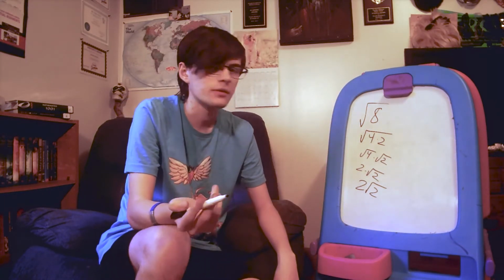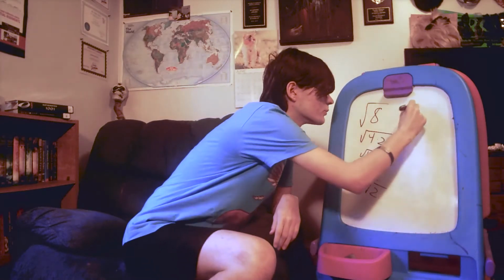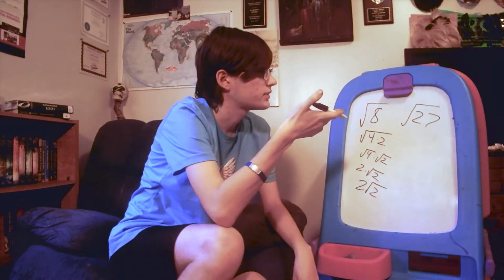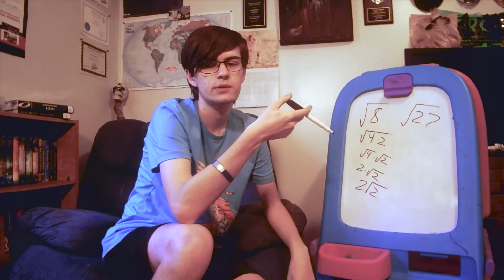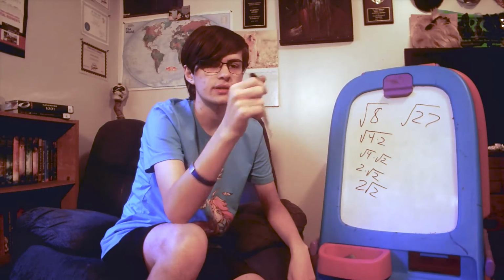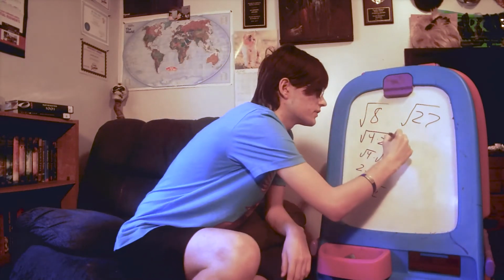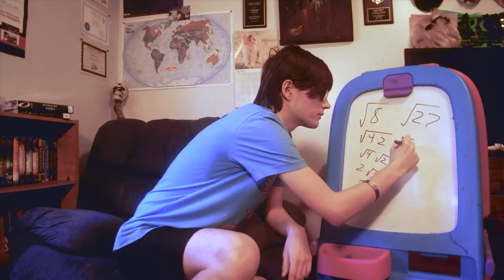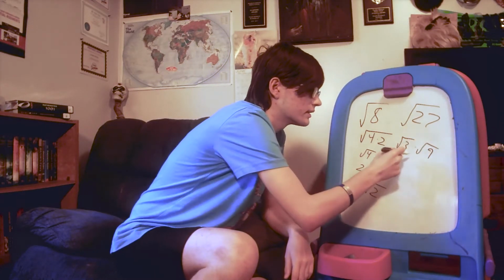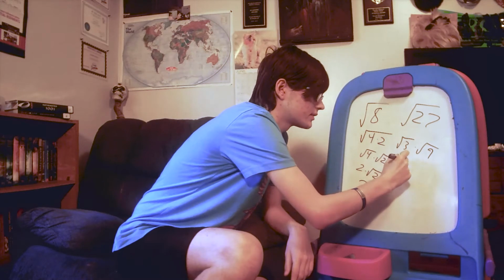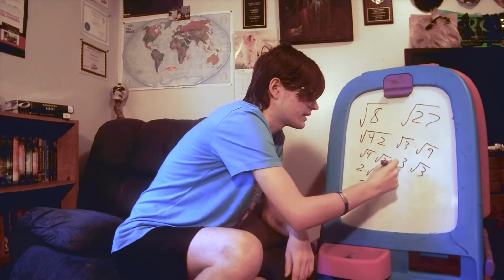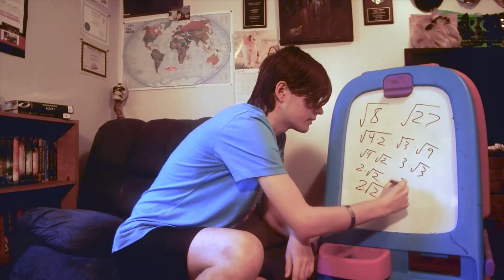So another example, we could do the square root of 27. The highest perfect square factor of 27 would be 9, because 27 is 9 times 3. So we separate that into the square root of 3 times the square root of 9, and then that's just 3 times the square root of 3, and then we write that as 3 square root 3.